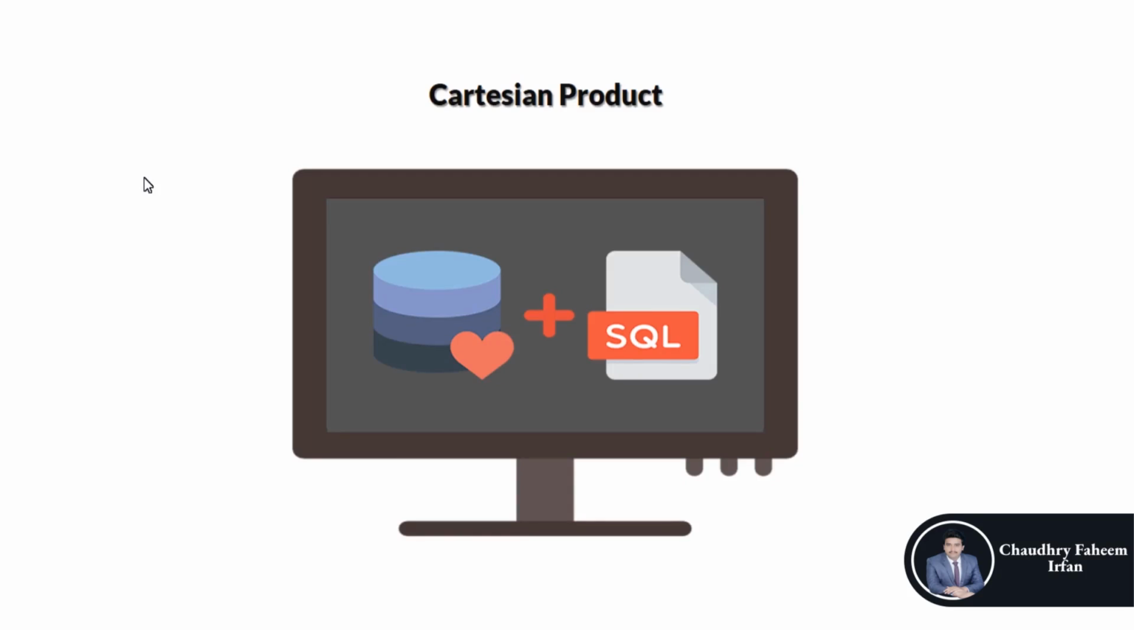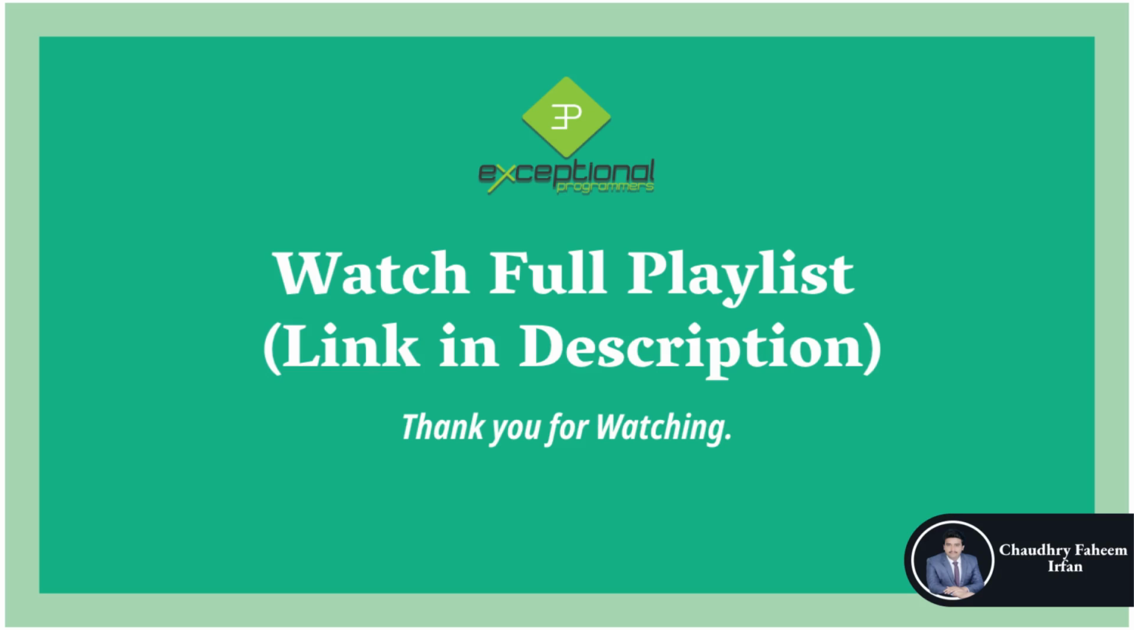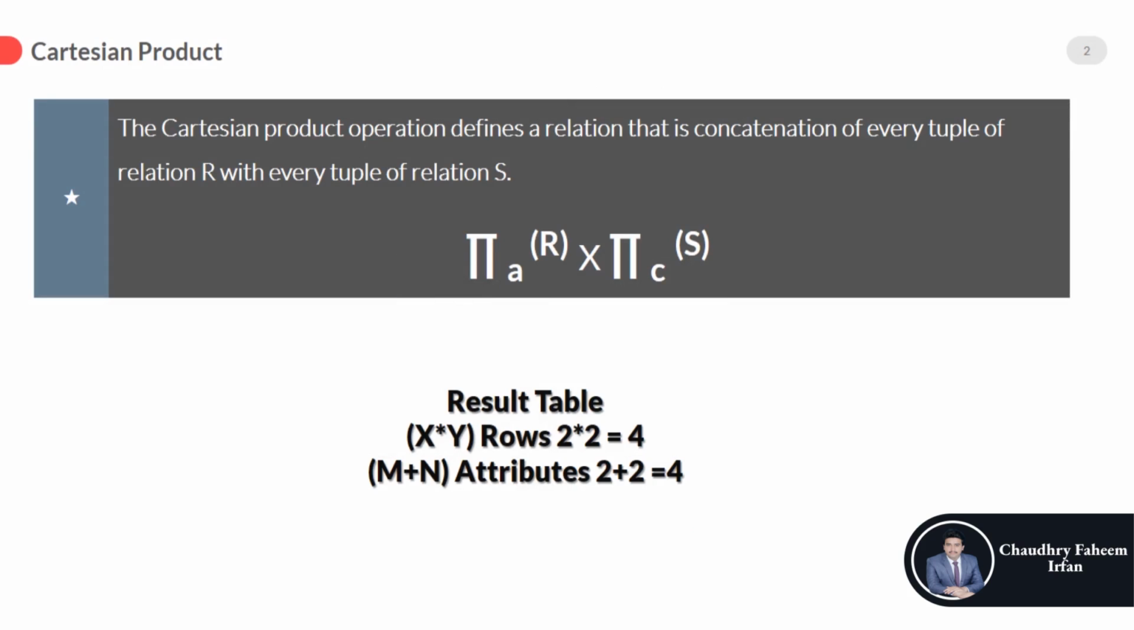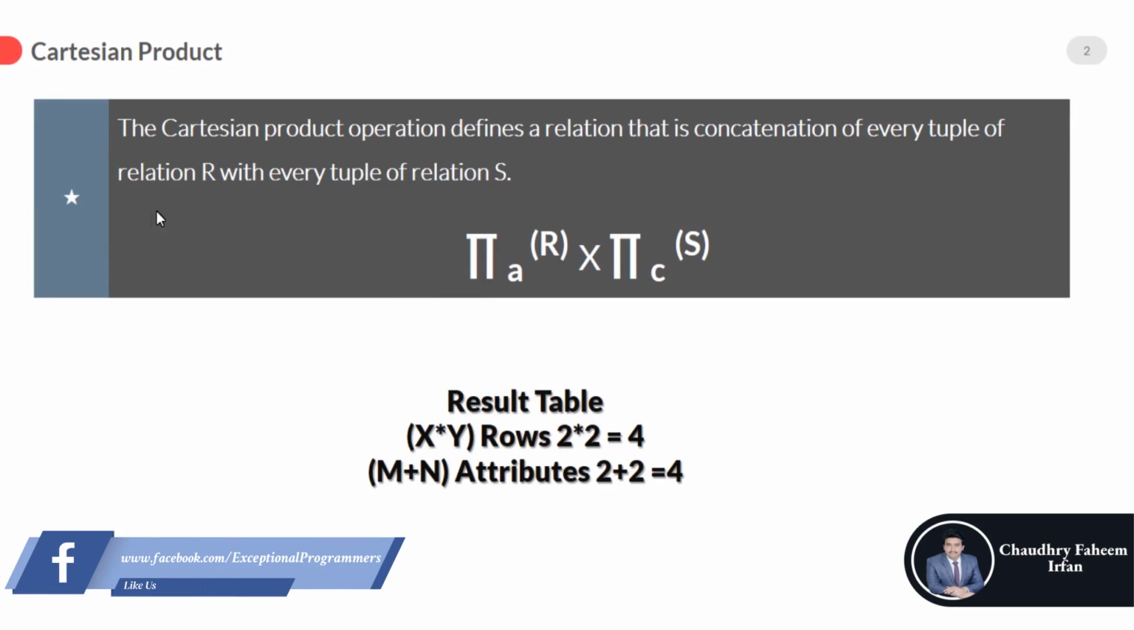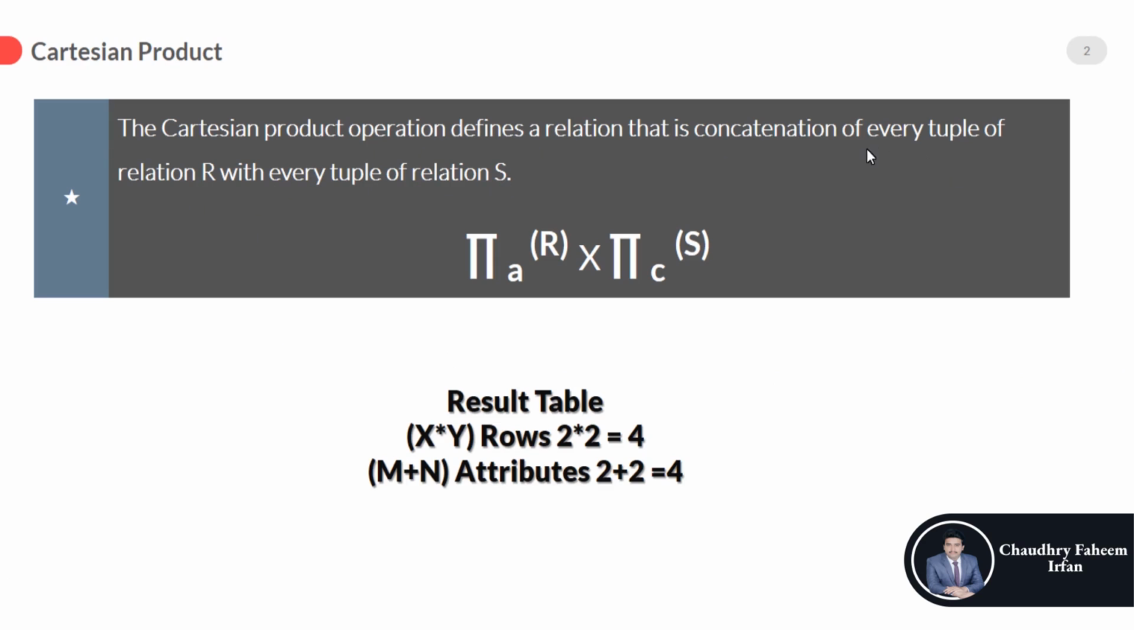Welcome to this lecture. In this lecture, we are going to learn about Cartesian product. So what is the definition of Cartesian product? The Cartesian product operation defines a relation that is the concatenation of every tuple of relation R with every tuple of relation S. A tuple is a row in any DBMS and a relation is a table in any DBMS.